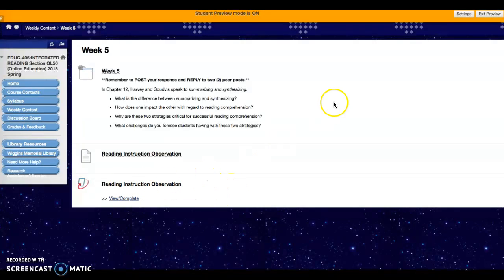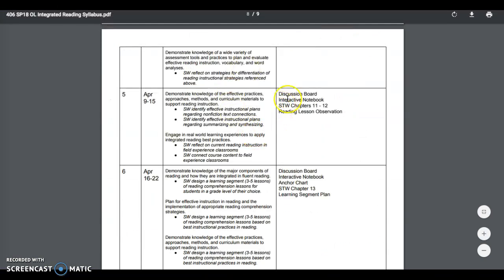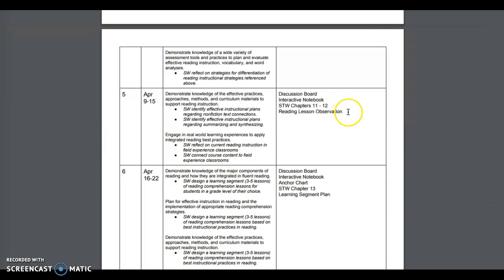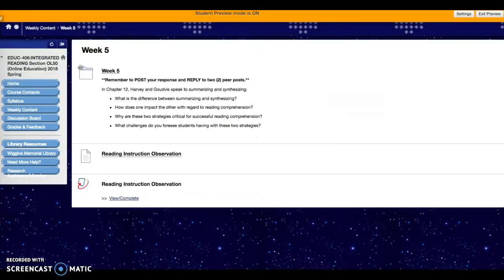So this week we have our discussion board, interactive notebook, including your work on summarizing those lessons for chapters 11 and 12, and then your reading lesson observation. So if you have any questions, please feel free to reach out and let me know. Otherwise, good luck on week 5.